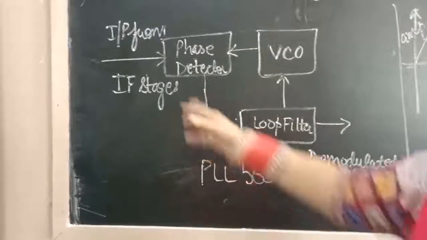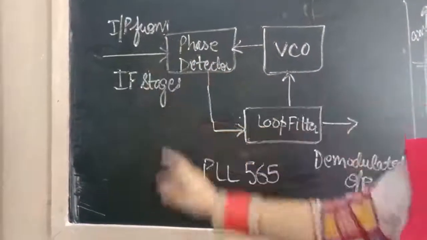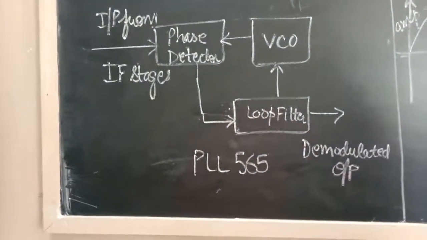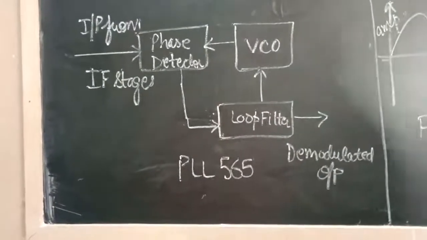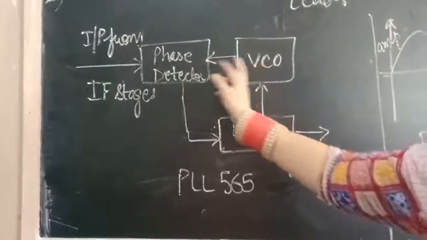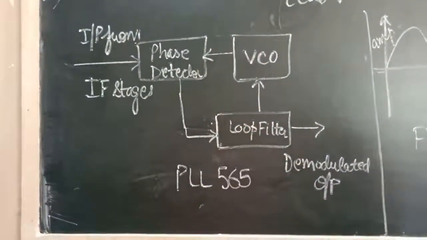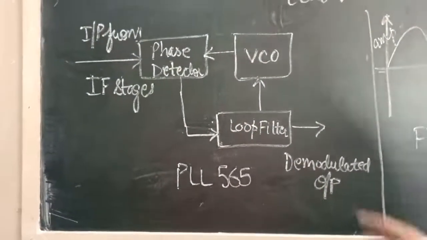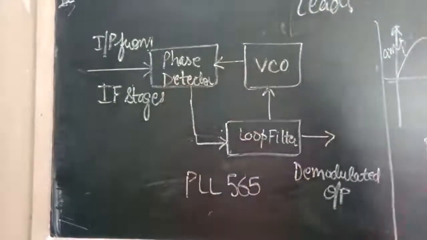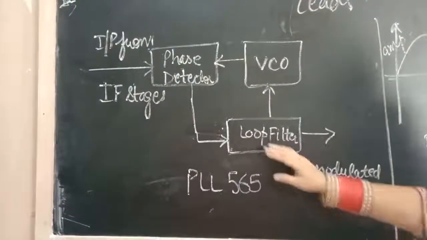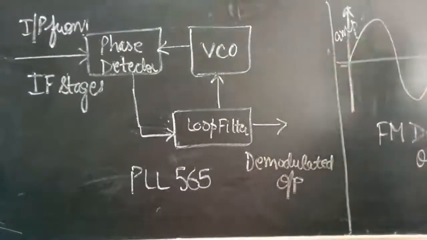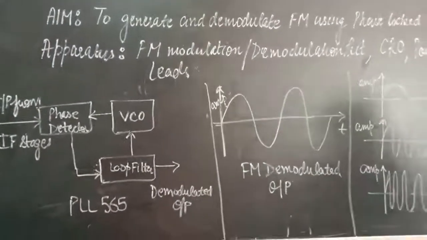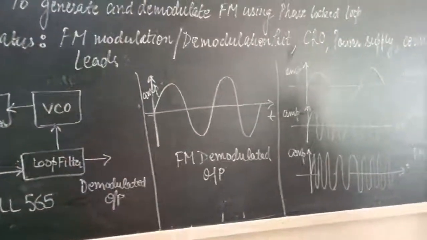Okay, so it will take the input from the IF stages, that is intermediate frequency stages, and it also takes the input from the VCO, that is voltage controlled oscillator, and the difference of these phases will be given to the loop filter, and according to the loop filter we will get the demodulated output. Okay, now we will see what type of waveforms will be generated in this experiment.